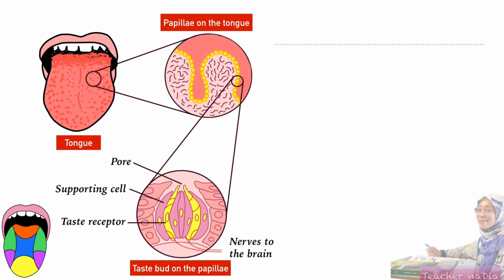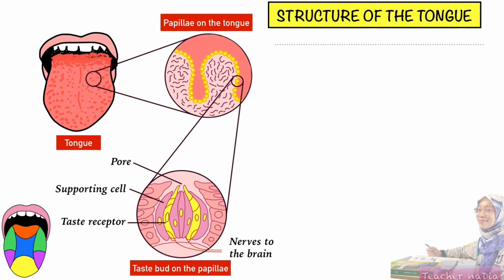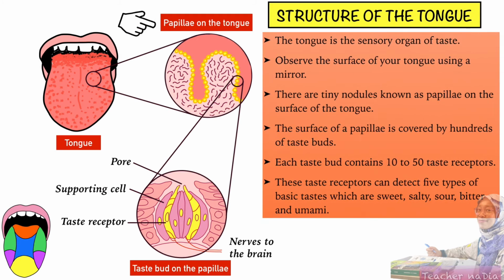So this is the structure of the tongue. From the tongue, we can see that there are papillae on the tongue, and if we enlarge the image, we can see the pore, supporting cell, taste receptor, and also the nerves to the brain. So this is the structure of the taste bud on the papilla. The tongue is the sensory organ of taste.